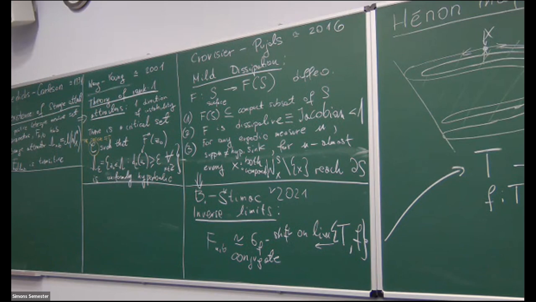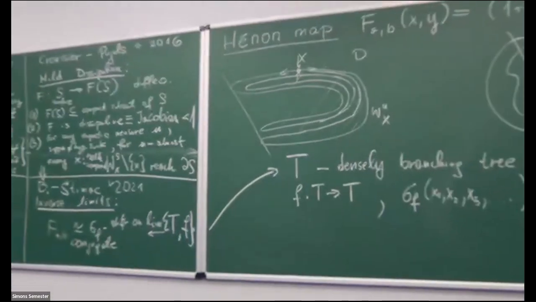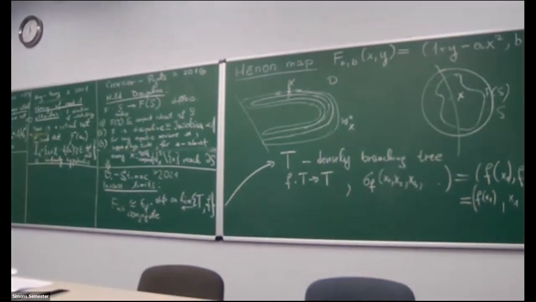Right, this is formal, it makes sense. So that's the notion introduced by Crovisier and Pujals, and this is how much they assume. Can I ask a question? Yes. What is a densely branching tree? It is a dendrite. It is a dendrite, yes.